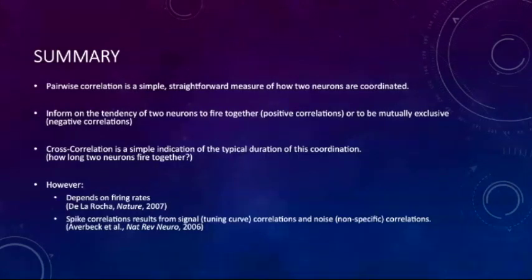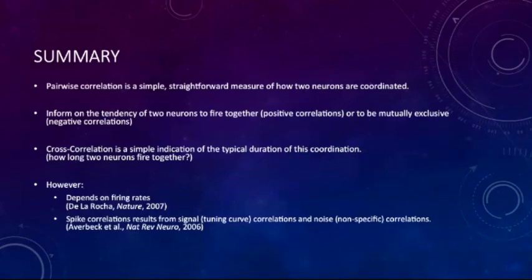So, again, summary. Pairwise correlation is a simple, straightforward measure of how two neurons are coordinated. It informs on the tendency of two neurons to fire together, that's positive correlation, or to fire in a mutually exclusive manner, negative correlation. The cross-correlation, meaning correlation in time, is a very simple indication of the typical duration of this coordination and how long two neurons fire together.